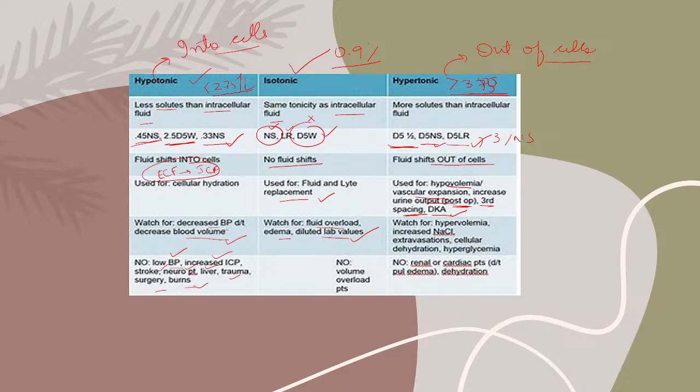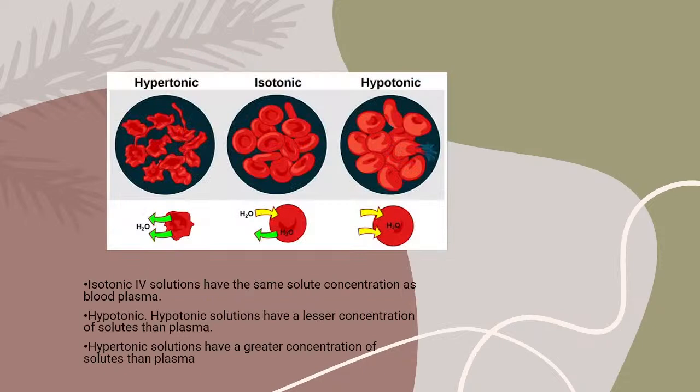Then we should not give this fluid to renal or cardiac patients because of edema. I mean, there is a risk of intravascular fluid buildup. So we would not be giving this fluid, especially to cardiac patients and renal patients, because they are already at risk of fluid overload. Then also the patients with dehydration. So this has been explained with another example.